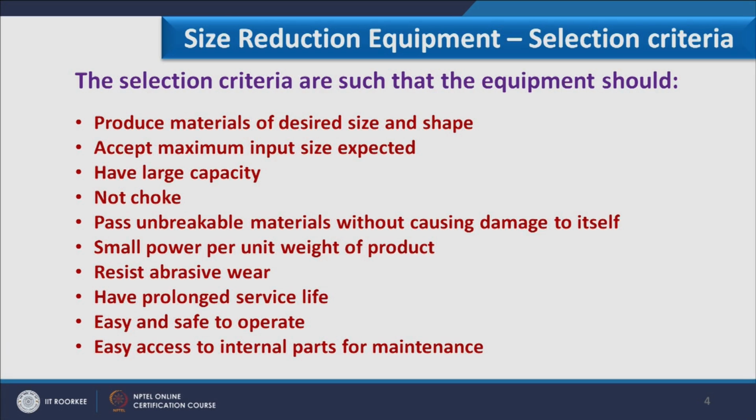Second, it should accept the maximum input size expected, have large capacity, not be choked, pass unbreakable materials without causing damage to itself, and use small power per unit weight of the product. So, it should consume small power, resist abrasive wear, have prolonged service life, be easy and safe to operate, and have easy access to internal parts for maintenance. So here we have a number of criteria based on which the suitable equipment should be selected.